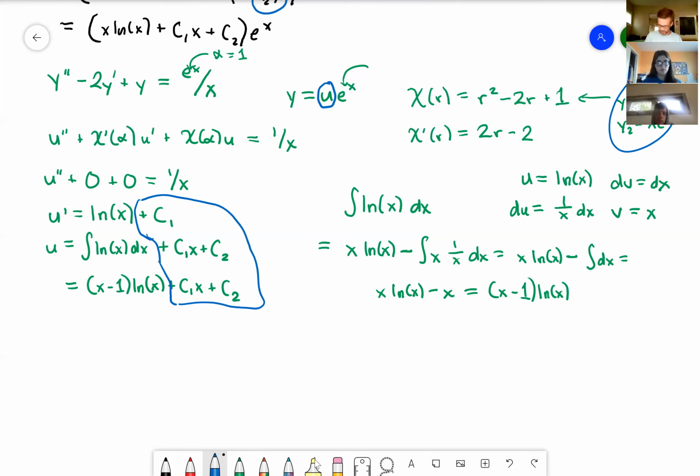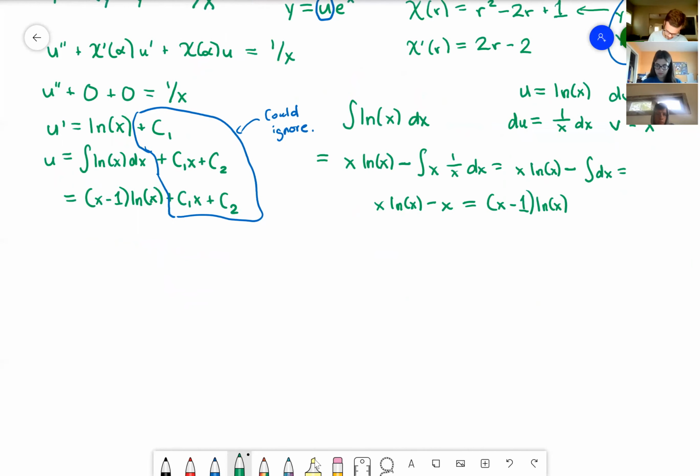Now, when we multiply this out, we'll see we get the exact same thing. So all of this we could ignore because it's all going to be included in the homogeneous solution, or at least that's what we expect. So let's see what happens when I multiply this out.